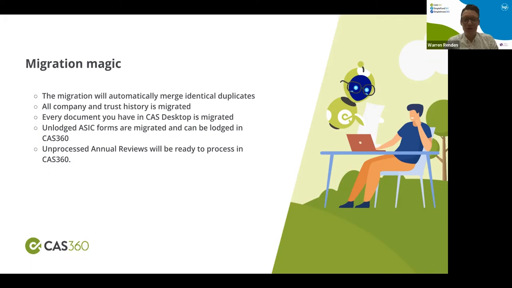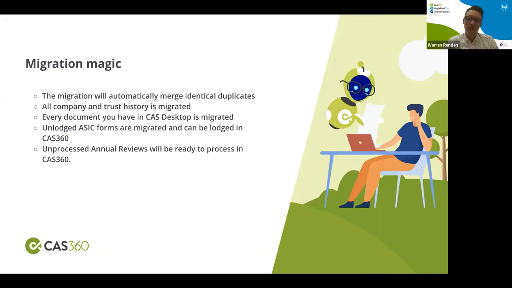Also, your unlodged ASIC forms are migrated and can be lodged in CAS 360. So if you've got forms that you've prepared in CAS Desktop, and they need to be lodged in a few days' time, you go through the migration, you click lodge in CAS 360, and it will all work. So we've gone to the effort of making sure that your electronic lodgement files are brought across and you are able to preserve those files. It's not a case of having to redo them. You don't have to redo that work. We migrate everything, even your unlodged ASIC forms. So prepared in CAS Desktop, lodged in CAS 360 is possible.